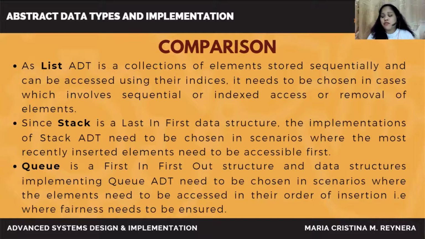Queue is a first in, first out data structure. This kind of ADT needs to be chosen in scenarios where the elements need to be accessed in order of insertion, for example, where fairness needs to be ensured. A queue ADT is useful when you need to implement some kind of discipline on the data in the collection.